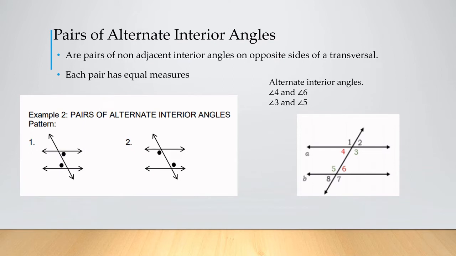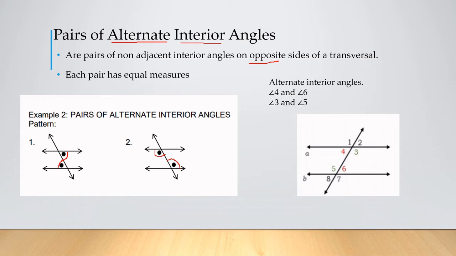Number 2 is the pairs of alternate interior angles. When we say alternate, they are opposite. Interior, nasa loob. So, these are pairs of non-adjacent interior angles on opposite side of a transversal. So, each pair has equal measures. For example, number 1, this angle is interior. This angle also is interior. And they are on the opposite side of a transversal. Number 2, these two angles are interior angles and they are on the opposite sides of a transversal.